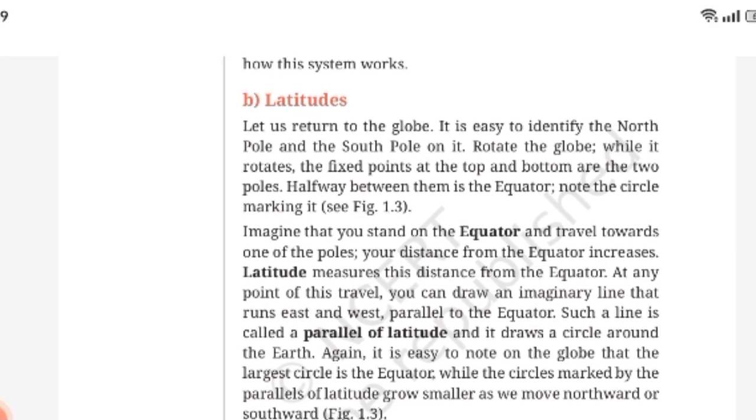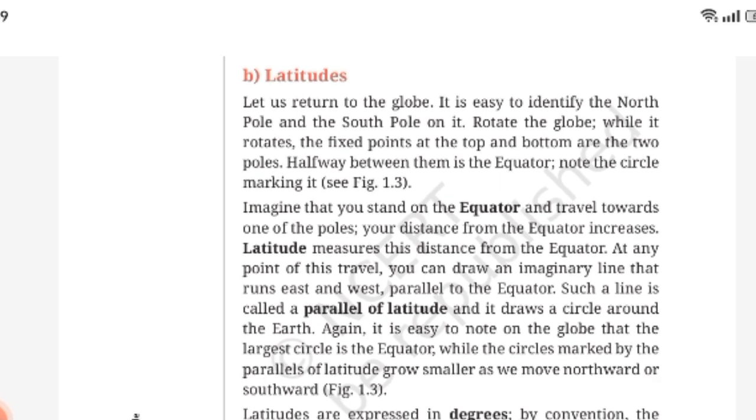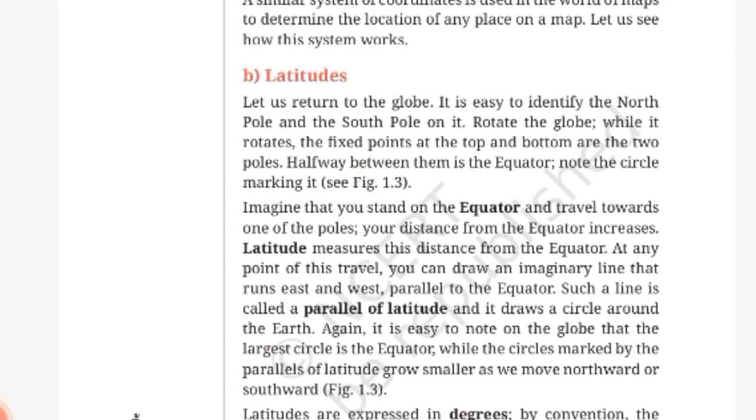Latitudes. Let us return to the globe. It is easy to identify the North Pole and the South Pole on it. Rotate the globe. While it rotates, the fixed points at the top and bottom are the two poles. Halfway between them is the equator. Note the circle marking it.